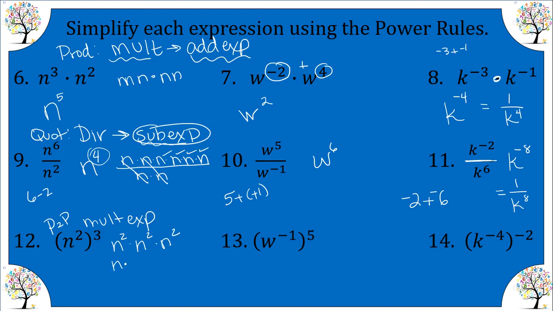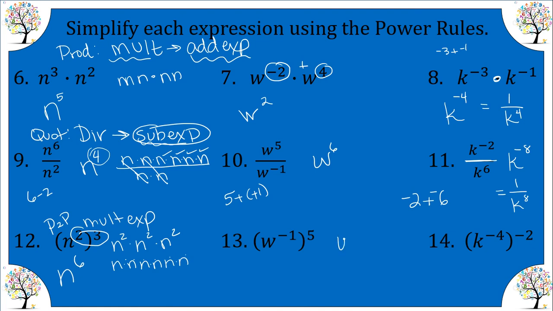Then if I expand n times n and another n times n and a third n times n, we really have 1, 2, 3, 4, 5, 6 n's being multiplied, and that's why we multiply power to a power and we get n to the 6.